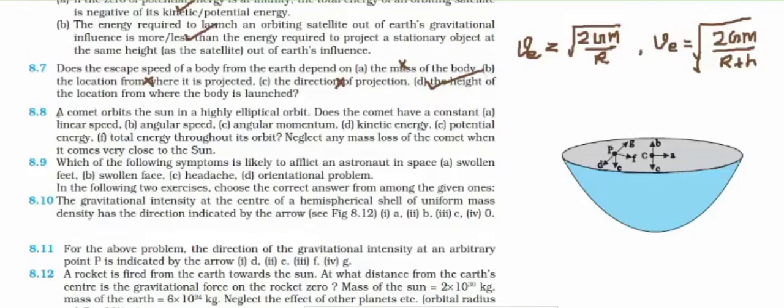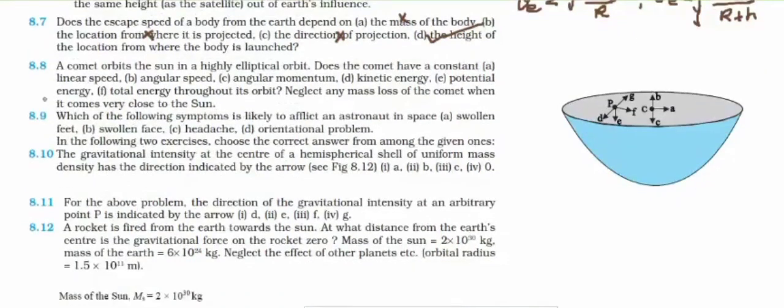Then next, question 8. A comet orbits the sun in a highly elliptical orbit. What are the quantities that remain constant? That is what we have to see here. Linear speed is not a constant. You know that it is an elliptical orbit. When it is close to the sun, its speed increases. Angular speed also changes.